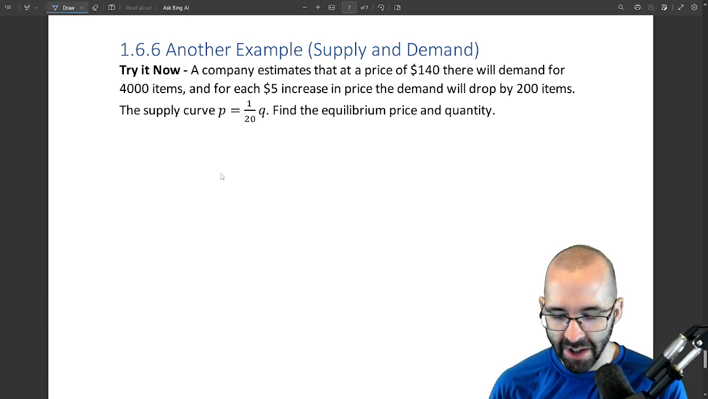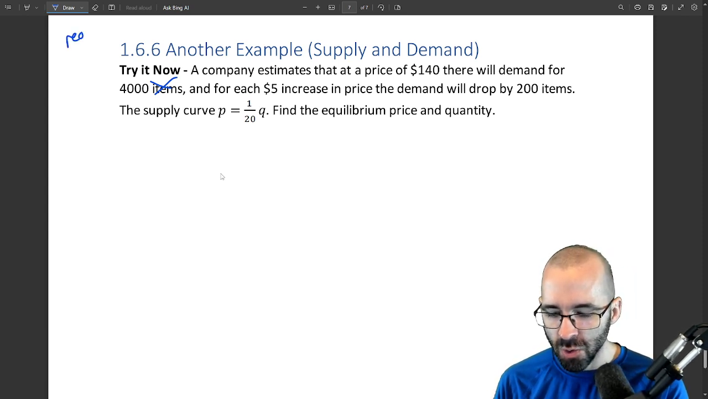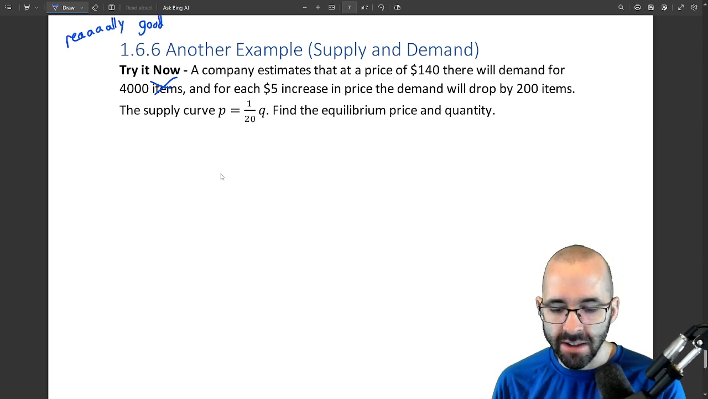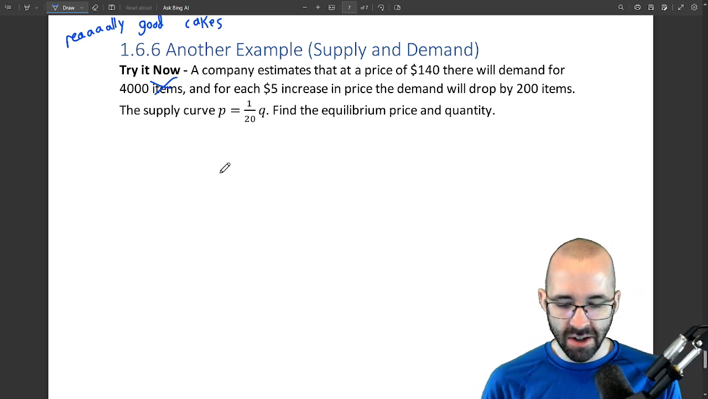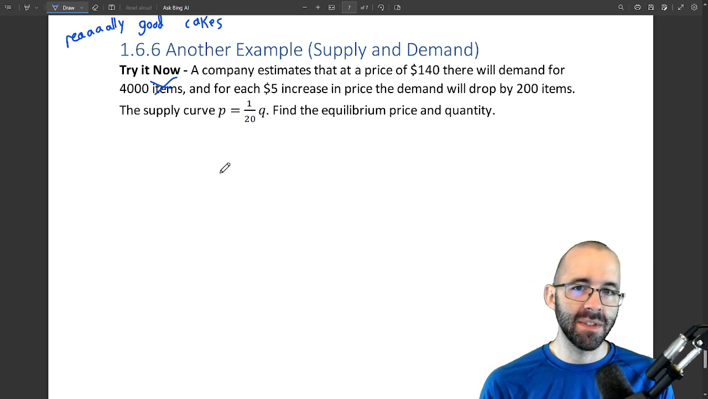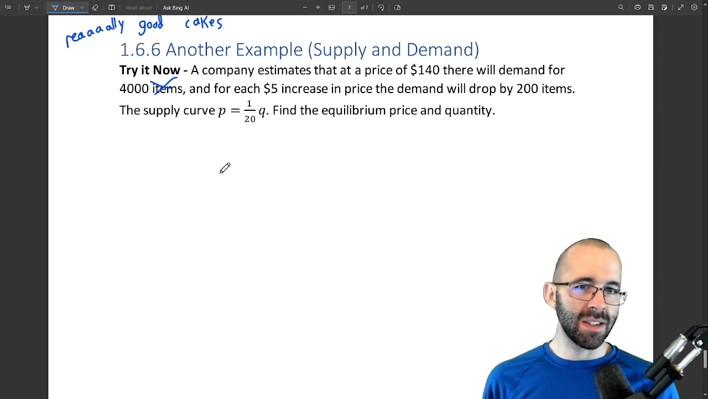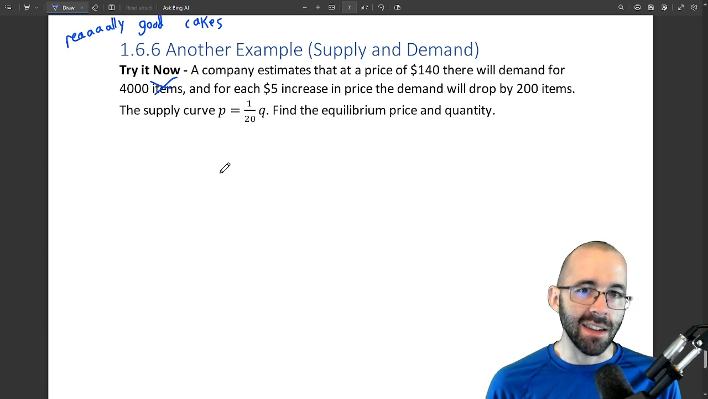Let's make this a little bit more fun. Let's say, what could we sell for $140? How about really good cakes? Okay, we're making really good cakes. For every $5 increase in our really good cakes, the demand's going to drop by 200 items. So we can sell 4,000 really good cakes at that price. But if we make it more expensive, the demand's going to be dropping. We're not going to be able to sell as many really good cakes.